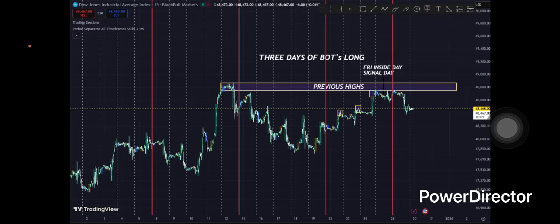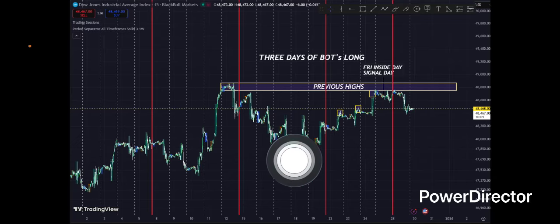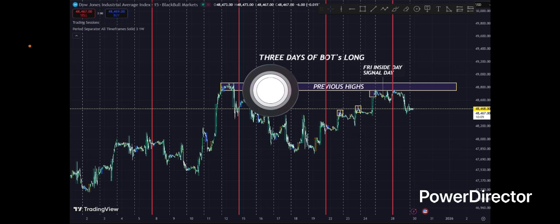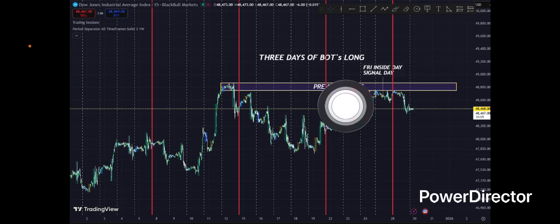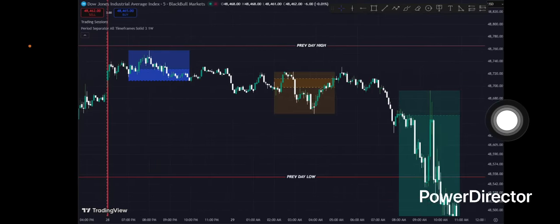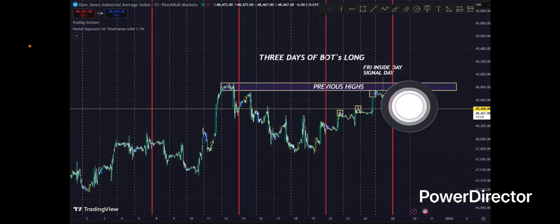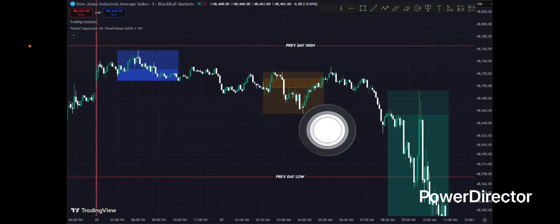Okay, here's the DJ30. All right, I also traded this market on Monday. So you can see we have these previous highs here to the left. This market has dumped down, started to pump back up into those highs, all right? 3 days of breakout traders in the market. We had an inside day, signal day, just like our drawings, all right? Okay, and then on Monday, this is how our chart looked, okay?